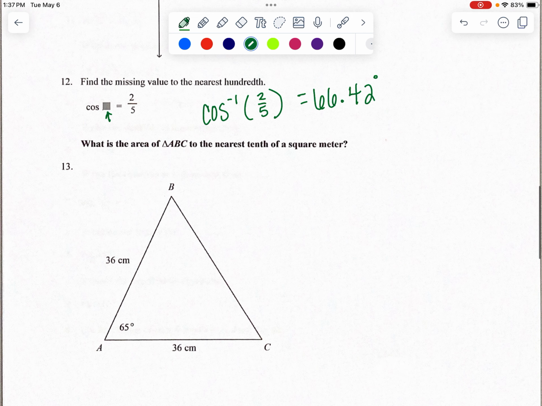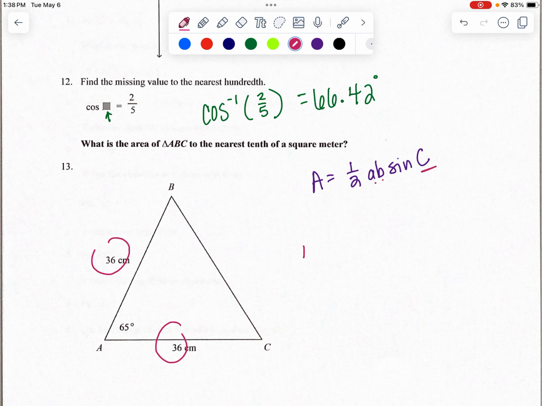Number 13, the area formula. The area formula is 1/2 times AB sine C. That's what we wrote down. Now remember the A and B, those are just your two sides. And the C is the angle between. So you see they give you exactly what you need. There's A and B. And obviously it doesn't matter which one is which. And then 65 is your C.